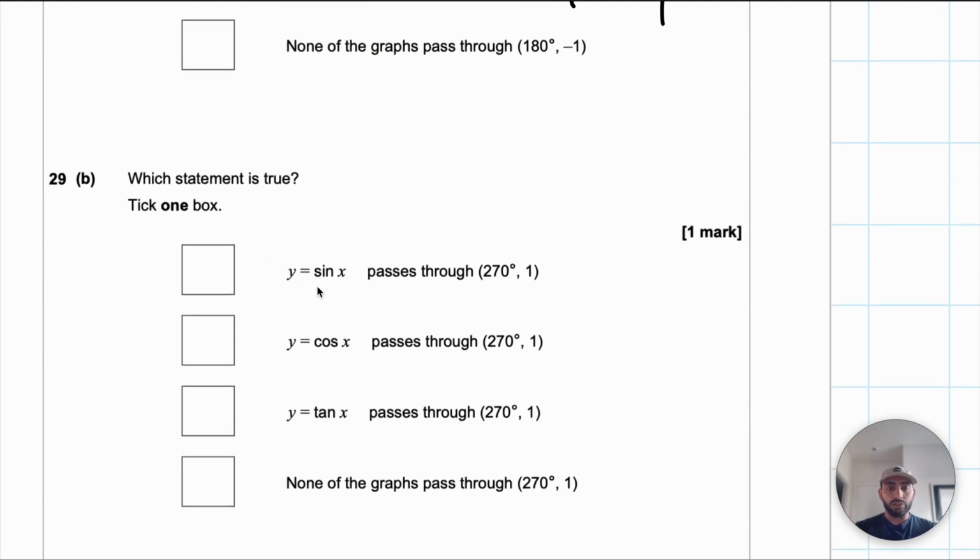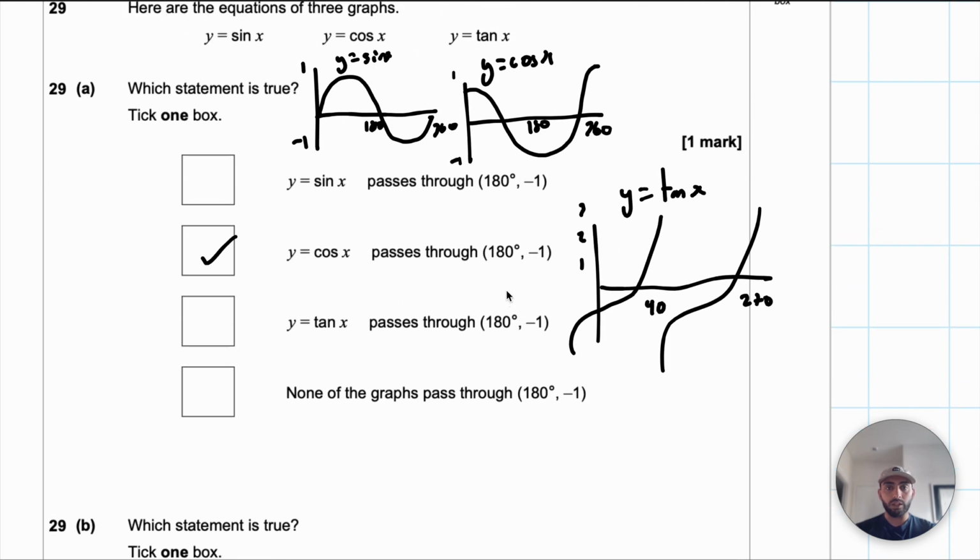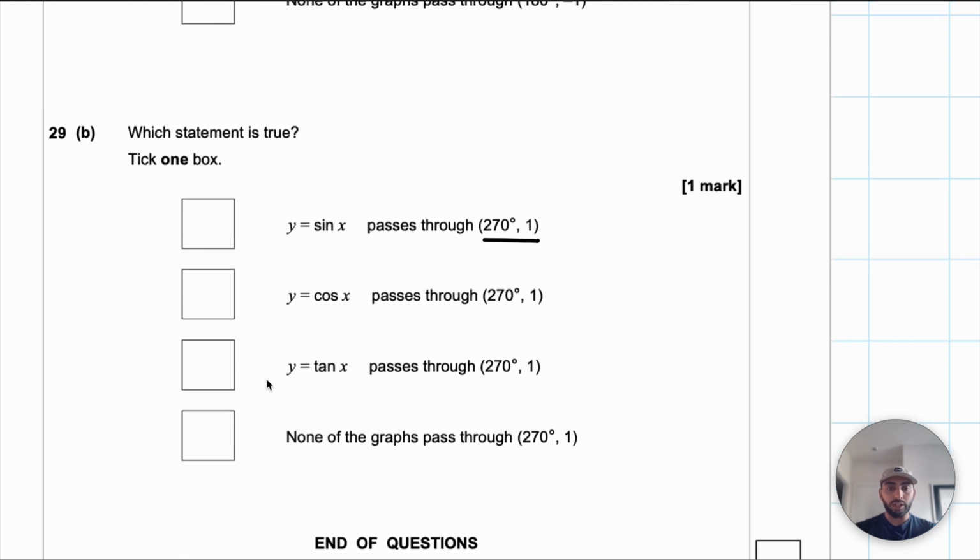Part B, which statement is true? Y equals sine x passes through 270, 1. So we're looking for 270 degrees and 1. So 270 is over here. Does it go through 1 there? No. Does sine go through 1 at 270? No. Would tan go through 1? No. So the answer for this one would be none of these graphs.